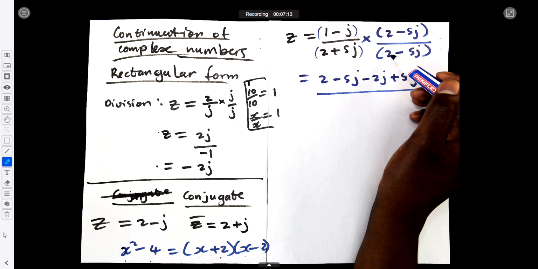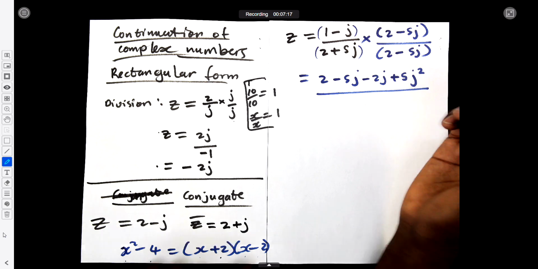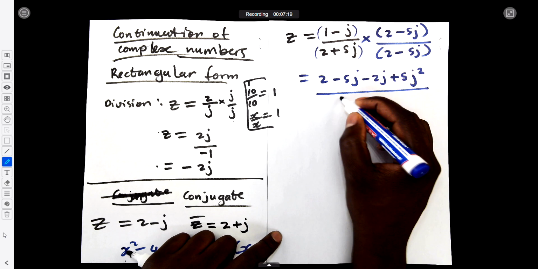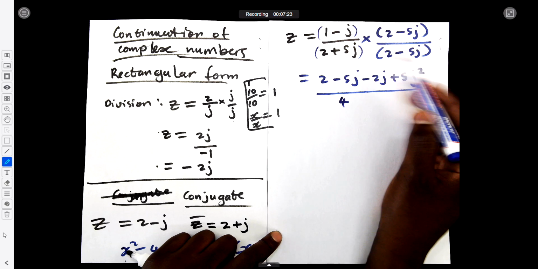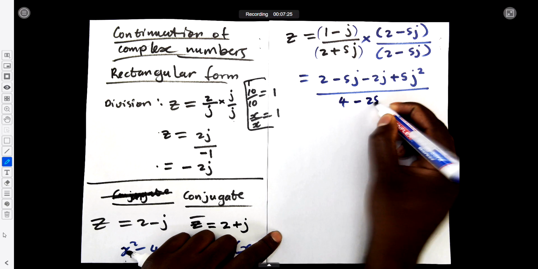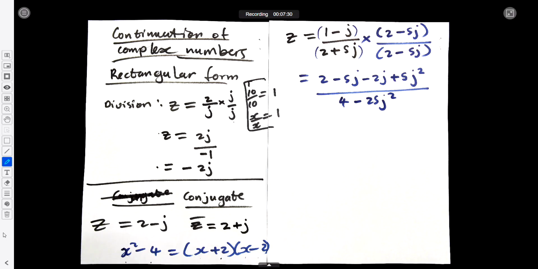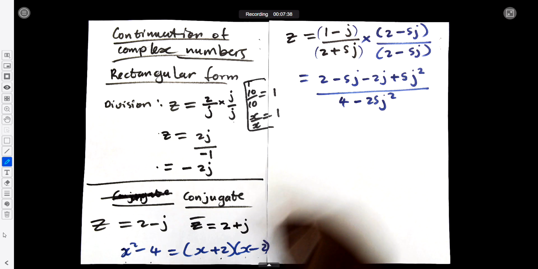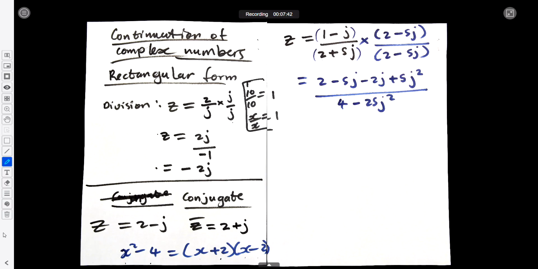So same thing here, we're going to have 10j minus 10j. The middle term is eliminated. So just say 2 times 2 and get 4. And say positive 5 times negative 5, we'll have negative 25 j squared. I hope it's still clear. So the middle term is eliminated, the 10 and 10. I hope you see that. So 10j minus 10j is eliminated.